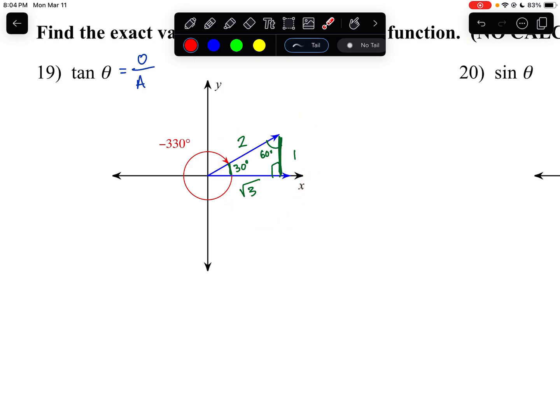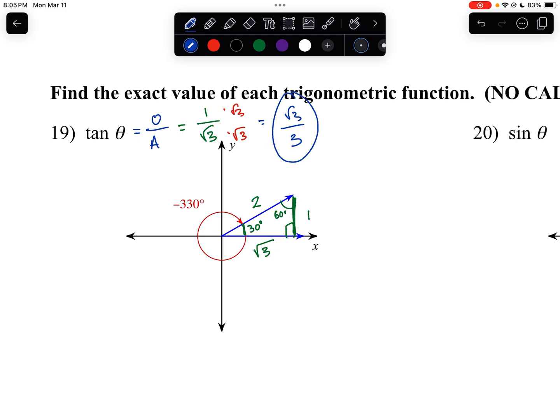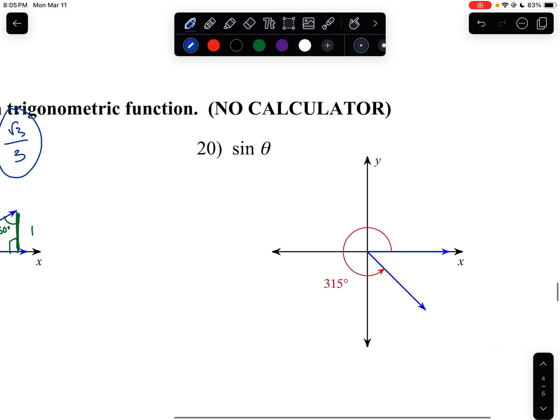Then for tangent, we're going to use this triangle right here. We're going to use our reference angle, always use the reference angle, and then opposite over adjacent. Opposite here is going to be 1, adjacent is going to be root 3. So tangent is going to be equal to 1 divided by root 3. Remember that we do not want that in the denominator, so multiply top and bottom by root 3. So we get root 3 divided by 3 as our answer. Okay, go to the next one.